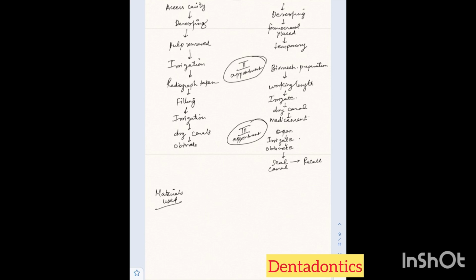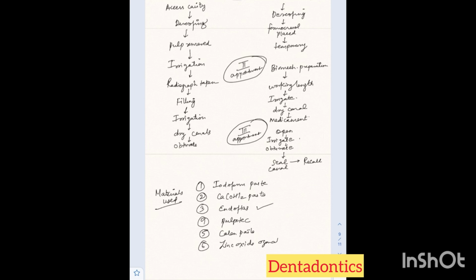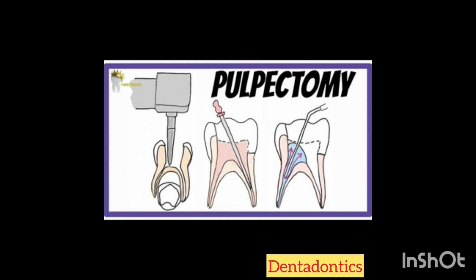So there are various materials used in pulpectomy, like iodoform paste, calcium hydroxide, Endoflas which is a newer material that can be used nowadays, and then Pulpotec and Calen paste, zinc oxide with ozonated oil, and then recent ayurvedic materials like aloe vera etc. can be used. So this was all about pulpectomy.